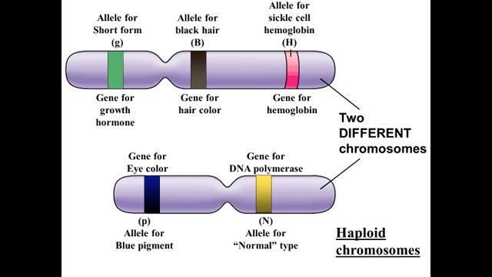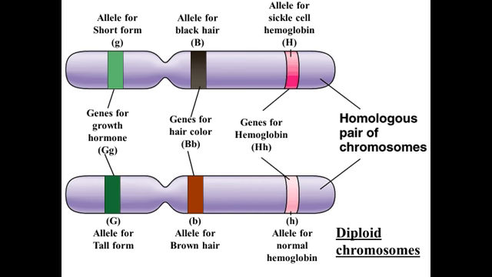Okay, so here's a way to think about these different types of cells. A haploid cell, such as an egg or a sperm, would contain one set of each of these chromosomes. So these are 2 different chromosomes. This chromosome, for instance, has a gene for growth hormone, a gene for hair color, a gene for hemoglobin. This chromosome has a gene for DNA polymerase, a gene for eye color, and so on. But each gamete would only have one of these. Each of your body cells would have 2 of these.